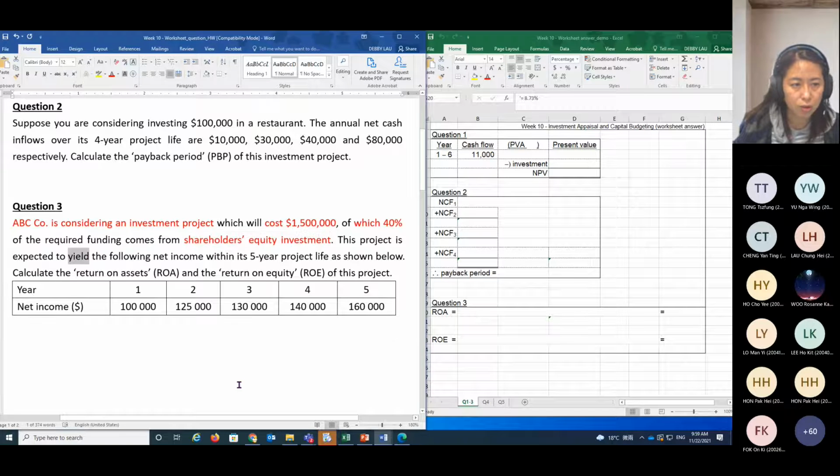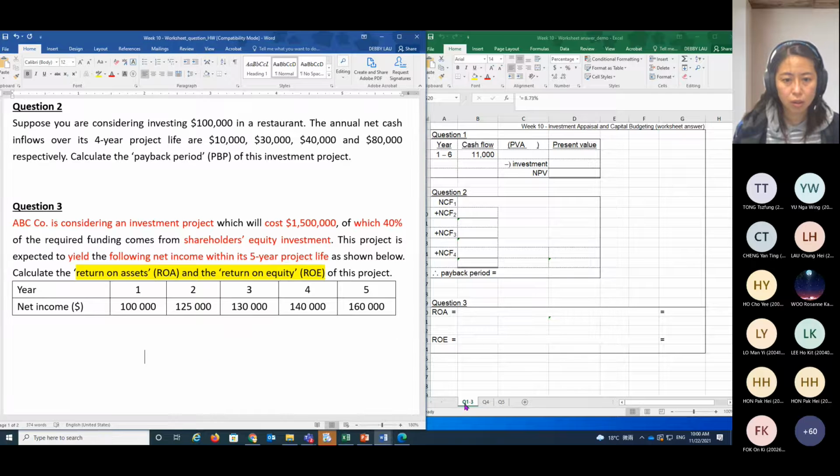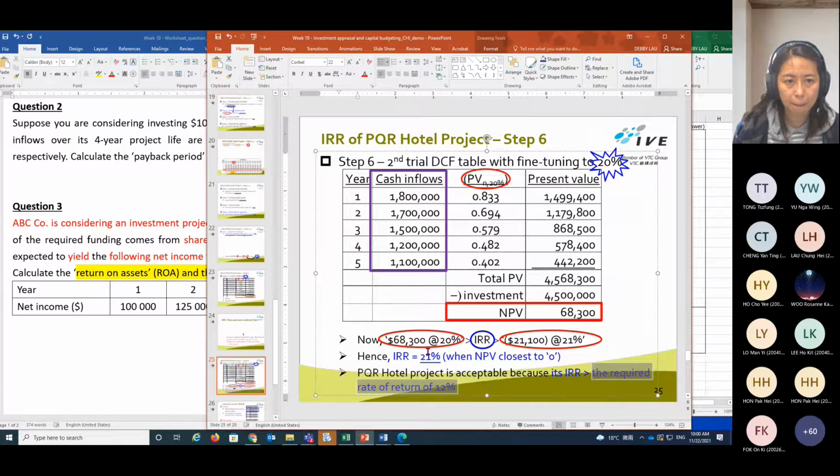The yield is the return for the following 5 years. You are asked to calculate the ROA and ROE for this project. Okay, so go back to your PowerPoint.